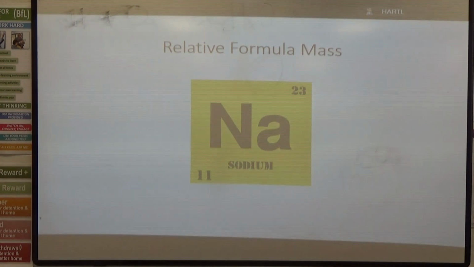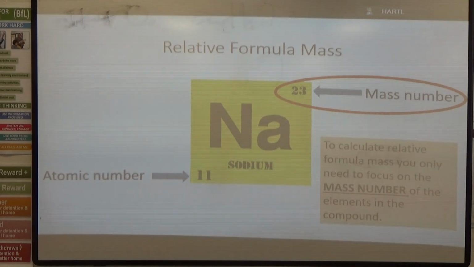So, let's just nip back to Mr. Michael's lesson last week, or 2 weeks ago. Two numbers on an element. What are they? Yep, atomic and mass number. Good. So you have two numbers, atomic and mass number. Now, for relative formula mass, all you need to worry about is that top number.